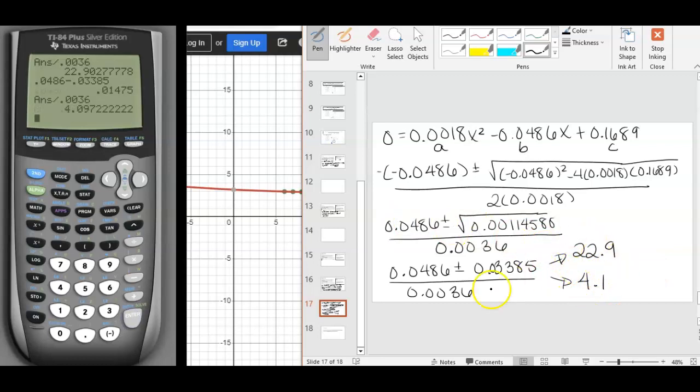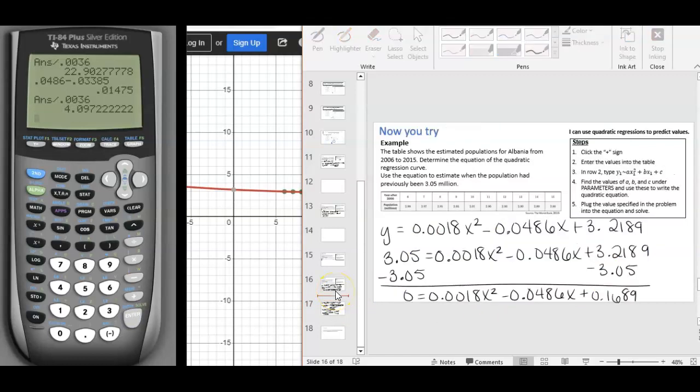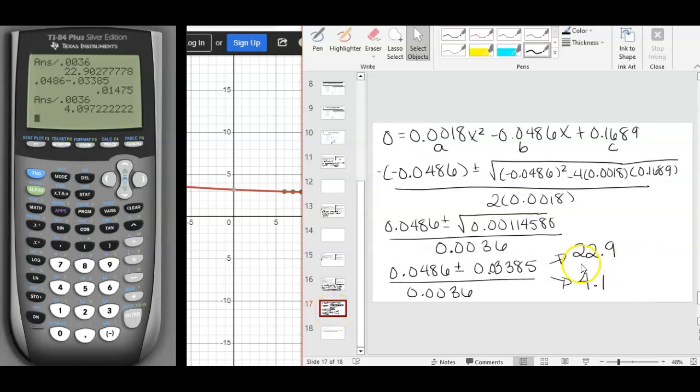Okay, so what do these numbers mean? Notice in the context of this problem, it's saying the number of years after 2000, okay? So it's not telling us the exact values of the years, it's saying how many years it's been since 2000. So if we have 22.9, that is about 23 years since 2000, so that will be the year 2023. 4 is going to be the year 2004.